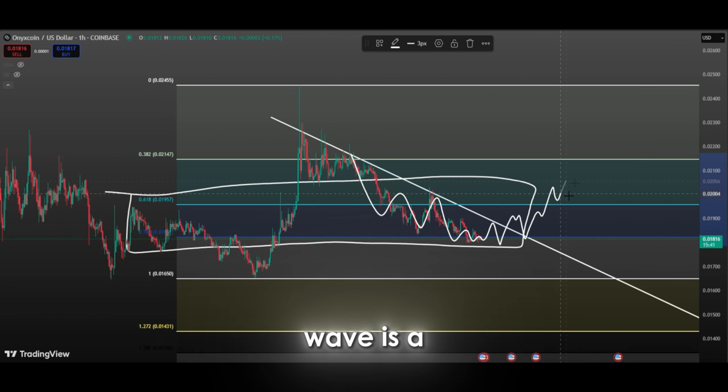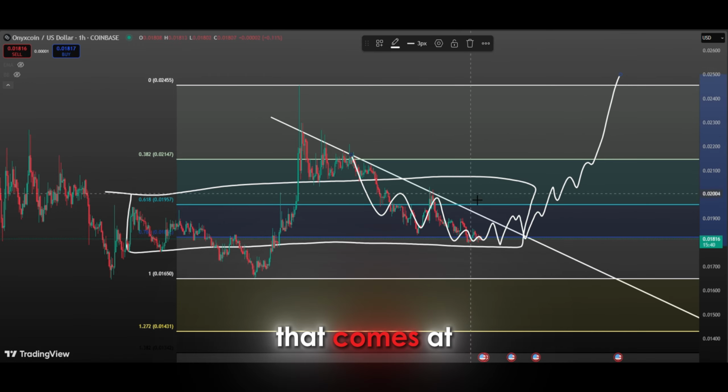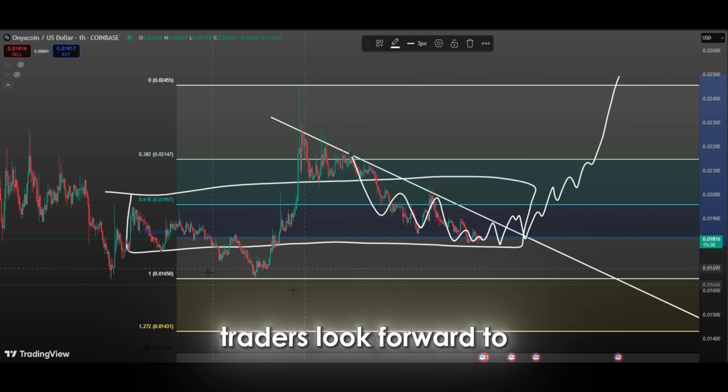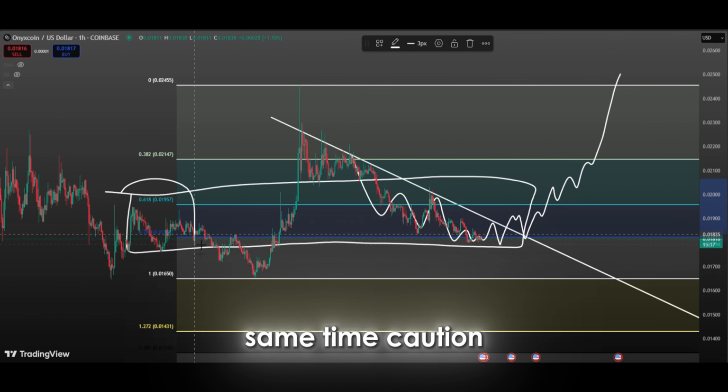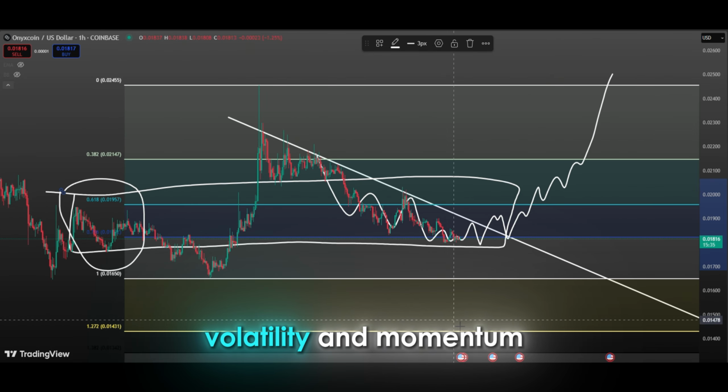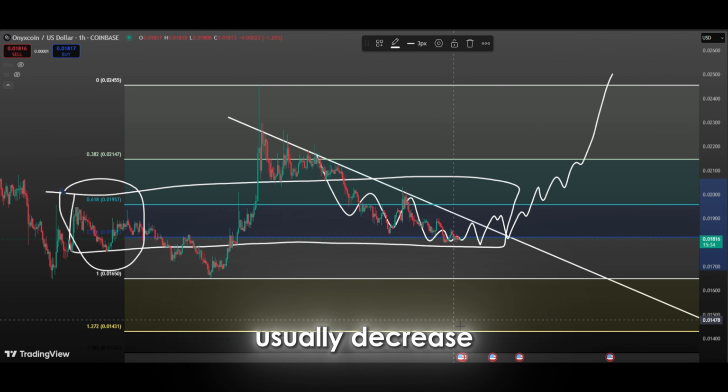Especially since the second wave is a natural retracement that comes at the end of the first wave. It is often a phase that traders look forward to, but at the same time, caution should be exercised. During this period, the volume, volatility, and momentum of the market usually decrease as buyers digest the previous rise, while sellers start to take profits.